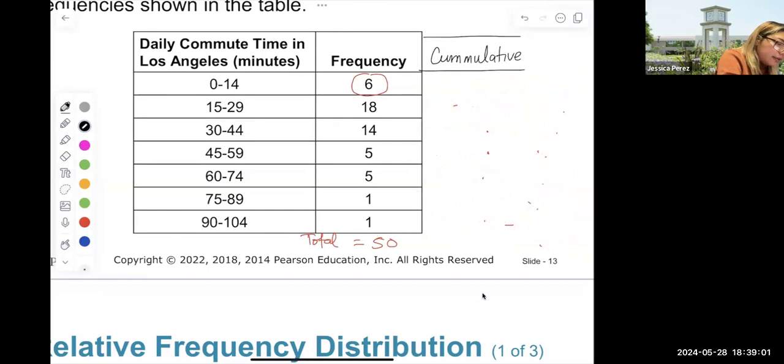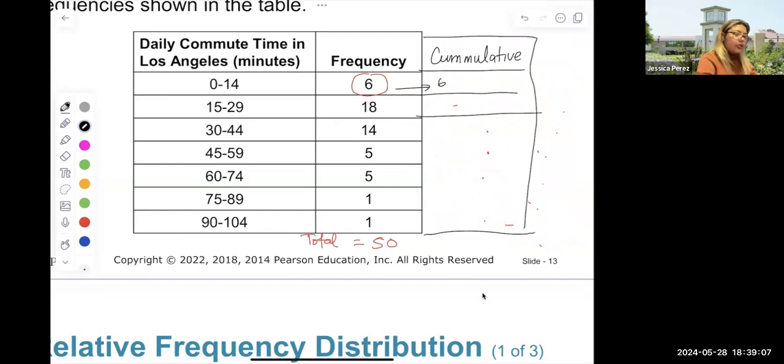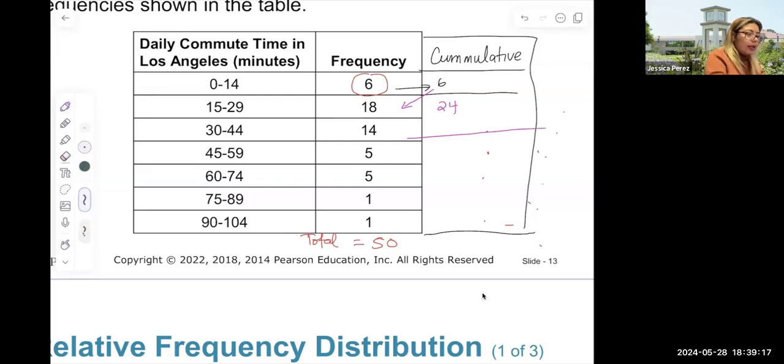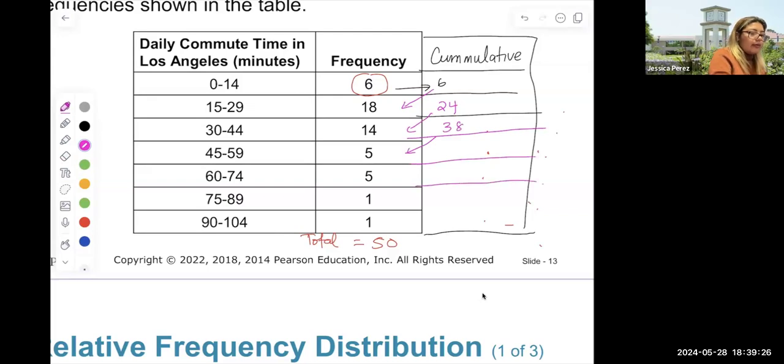For a cumulative distribution, you begin by bringing down the 6. That will always be your starting point. And then you add diagonally. So 6 plus 18 will give me what? 24. And then I have 24 plus 14 will give me 38. 38 plus 5 will give me what?